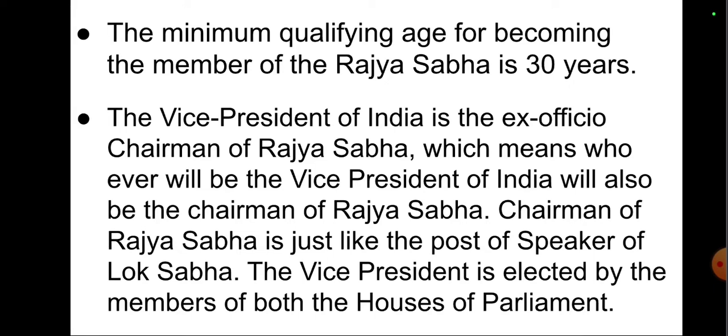The Vice President of India is the ex officio chairman of the Rajya Sabha. That is, whoever is the Vice President of India will also be the chairman of the Rajya Sabha. The chairman of the Rajya Sabha is just like the post of Speaker of the Lok Sabha. As there is a Speaker of the Lok Sabha, there is a chairman of the Rajya Sabha, and he performs similar duties. The Vice President is elected by the members of both houses of parliament, that is, Lok Sabha and Rajya Sabha.